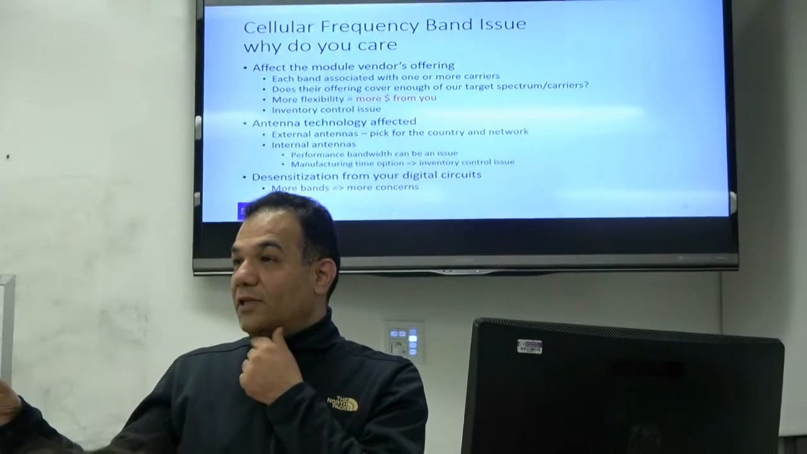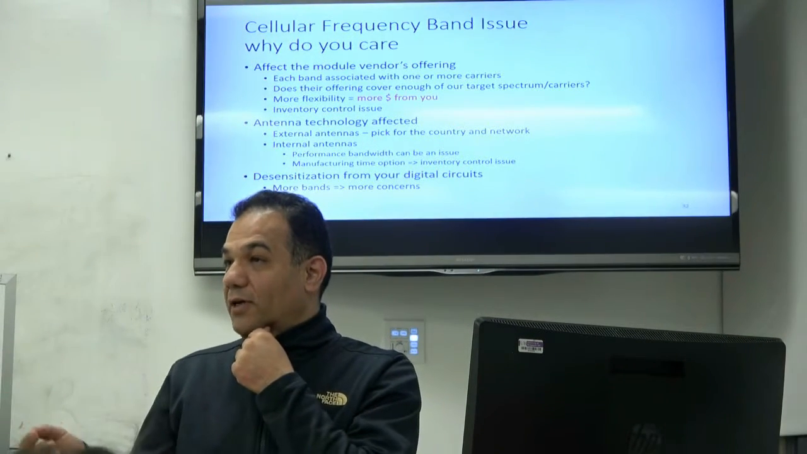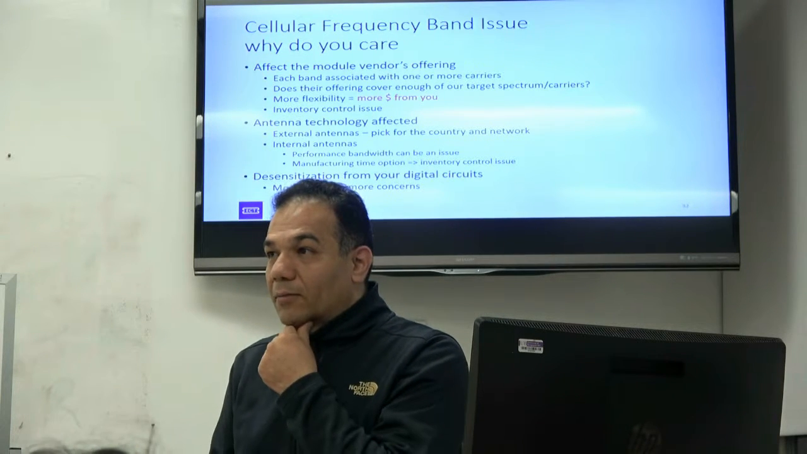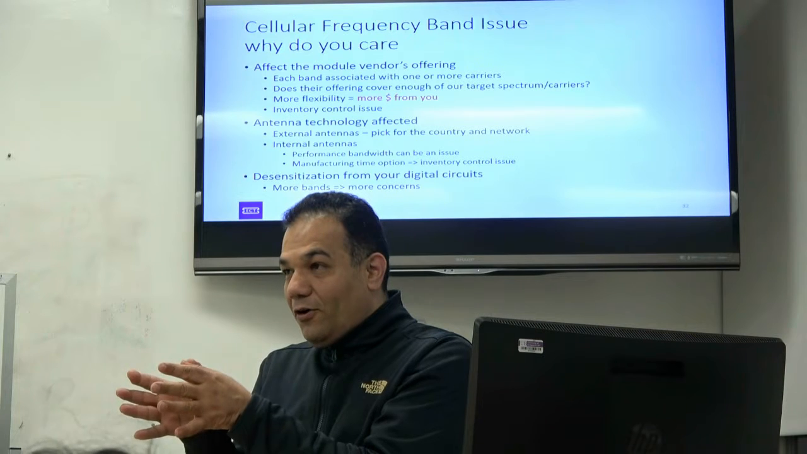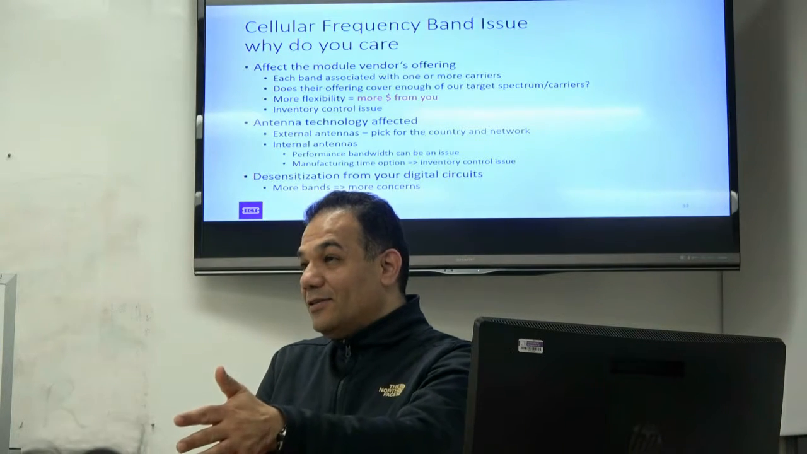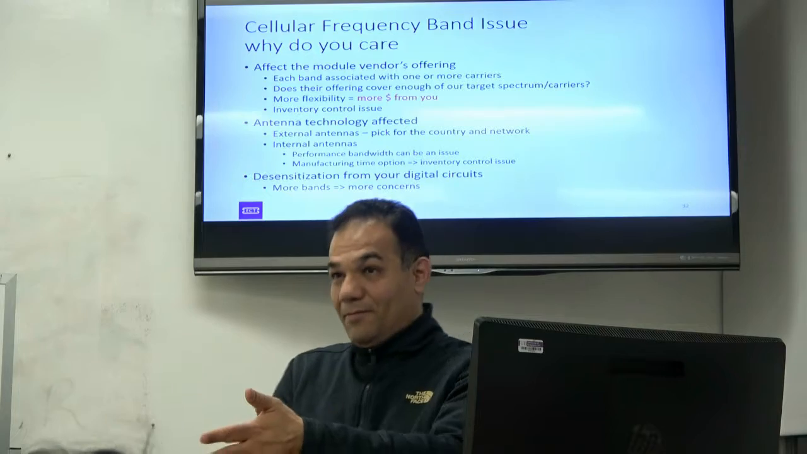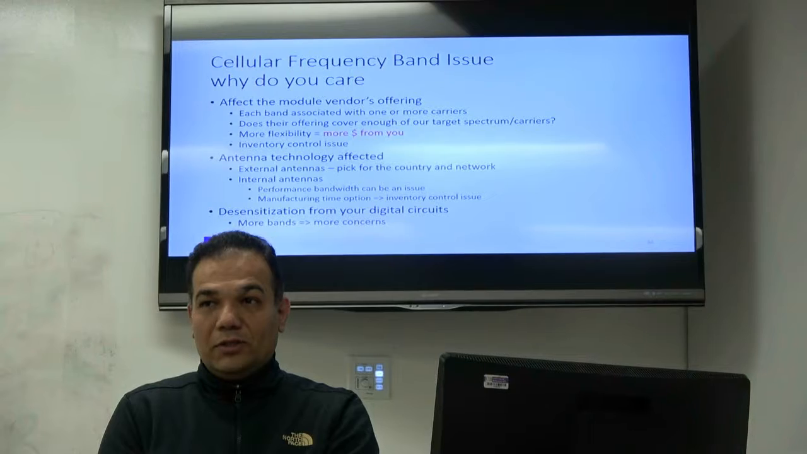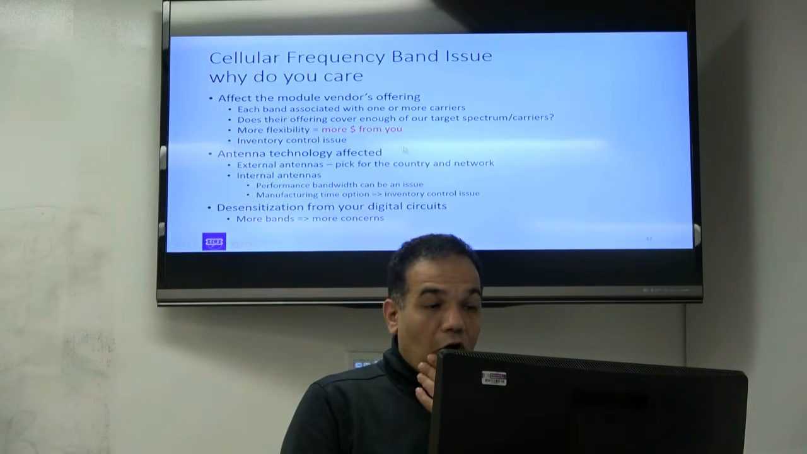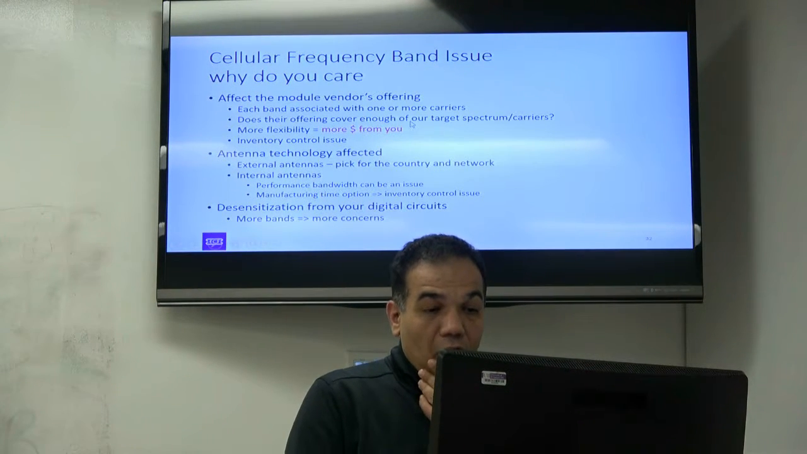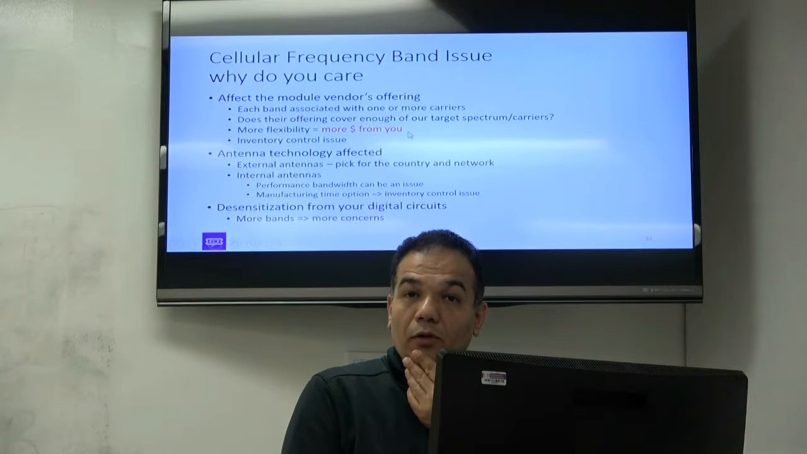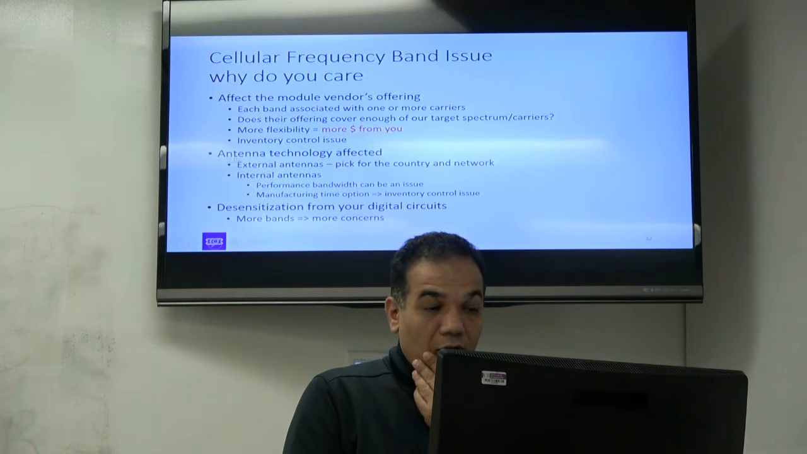Long time ago, a cell phone that worked in some countries didn't work in other countries. Why is it working now? Not because they are the same bands, you know that. Because they designed the phone to work in 3 or 4 different bands, so it will choose one of them, right? But if you are buying a very cheap one, you might not have this. Does their offering cover enough of our target spectrum carrier? More flexibility, more dollars from you.